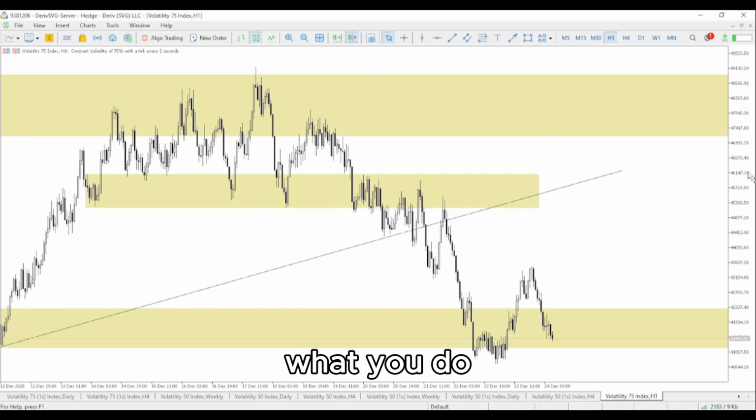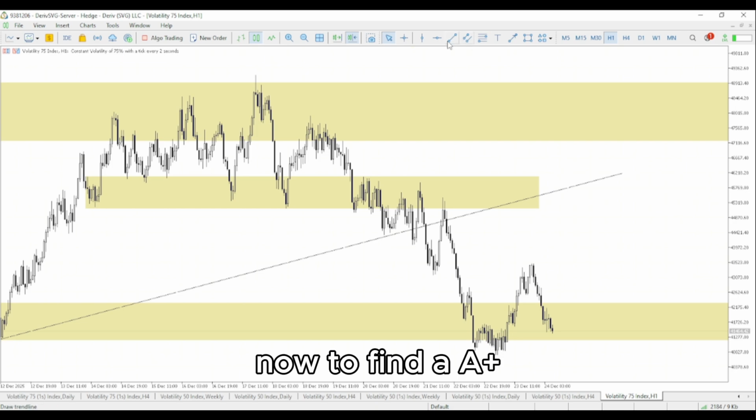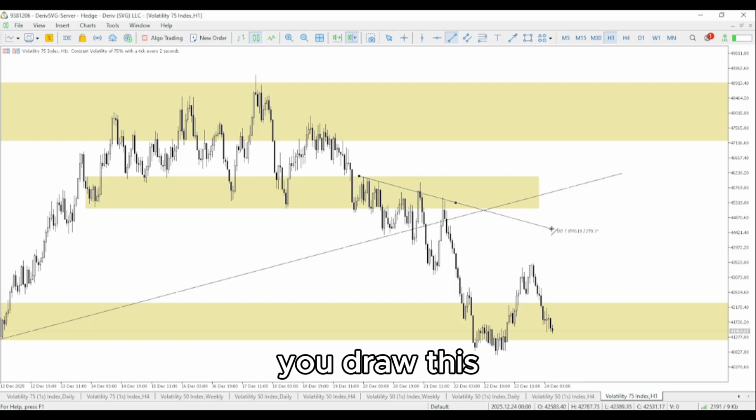So this is what you do to find a plus setup, to find a sniper entry. Now you see this is a swing that came down here. Then this is another swing that went up, then came down again. So this is a swing. So you draw a trend line to catch that sniper entry. You draw this. This is the first touch. This is the second touch, and this is the third touch.